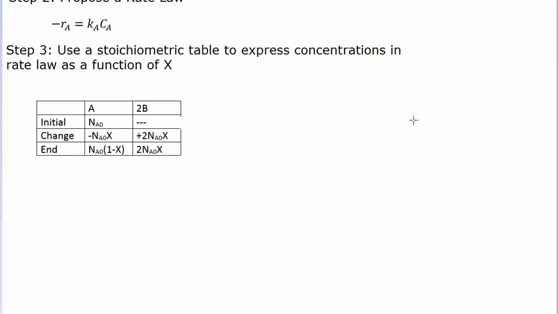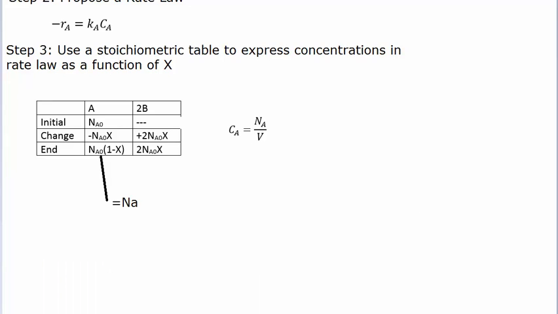Okay, the next part is we have N's here, but in our rate law, we have concentrations. So we need to convert from moles to concentration. The way we do that, we have moles over volume, and we're going to have units of concentration. So N_A, the reason why we did this stoichiometric table, is that N_A is going to be this here. So C_A will be equal to N_A over V.